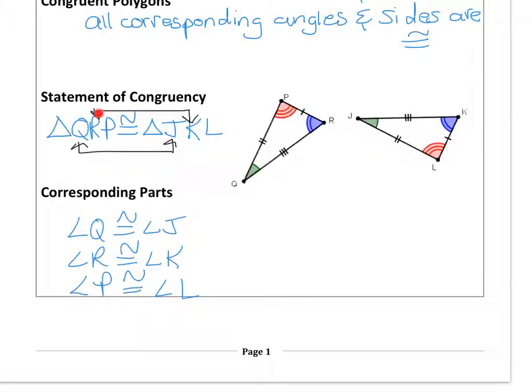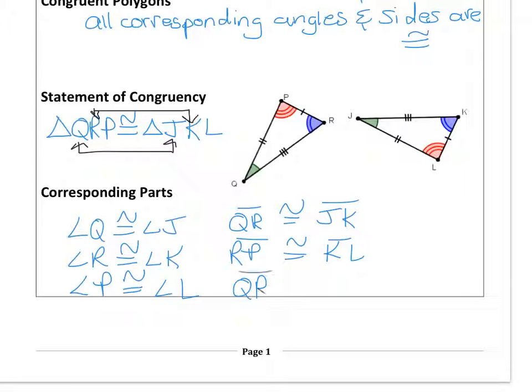And then just by the order here of the vertices, I can tell 3 different pairs of information on segments. QR is congruent to JK. QR is the first and second position, and JK is the first and second position. Likewise, RP is congruent to KL. That's in the second and third position, and then I can look at the first and the third and see that QP is congruent to JL, just from looking at that statement of congruency.